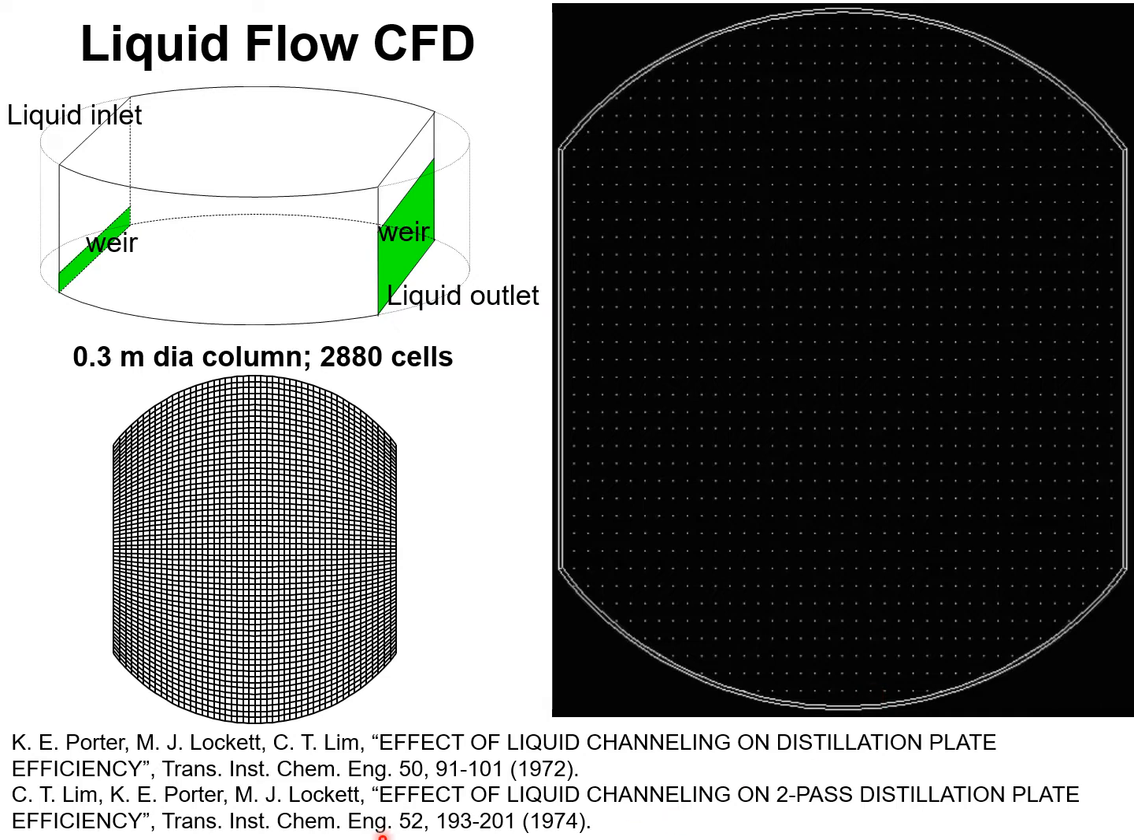In fact, the first publications to quantify liquid channeling effects on distillation trays and the influence on the distillation tray efficiencies were published by Kenneth Edwin Porter, Michael James Lockett, and their PhD student C.T. Lim in the early 70s. This work was carried out at the University of Manchester.